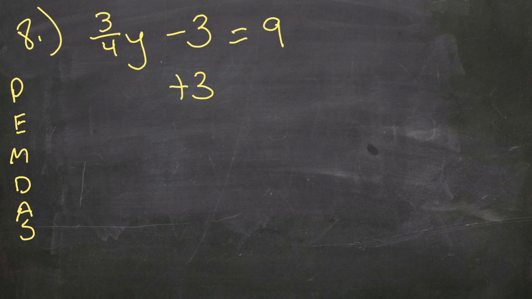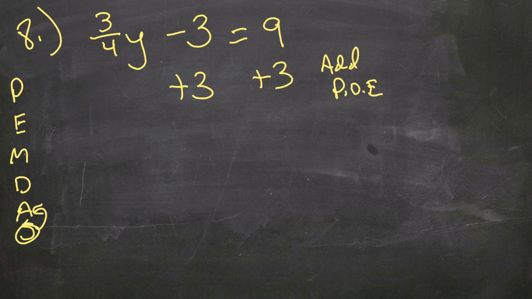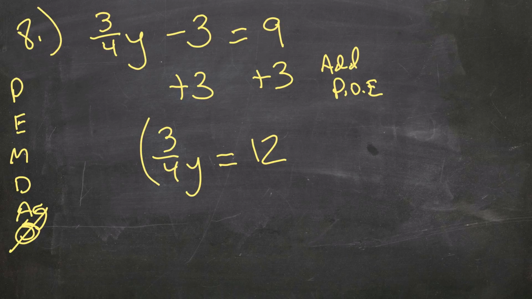So I'm going to add 3 to both sides because that's my addition property of equality, and I have subtraction going on. So I got rid of that using addition. Boom, gone. I get 3/4 y equals 12. Now how do I get rid of that 3/4? Let's just multiply by 3/4.